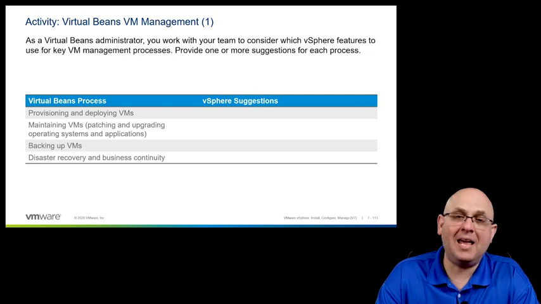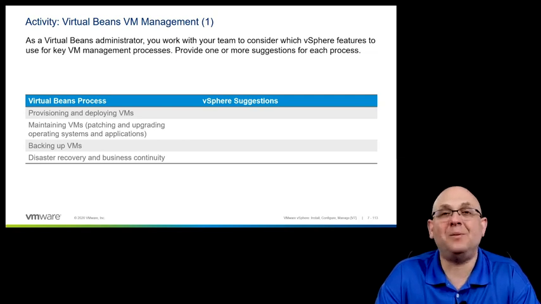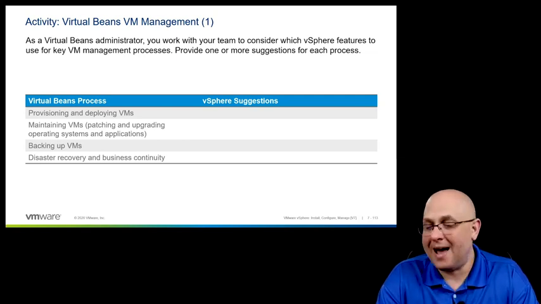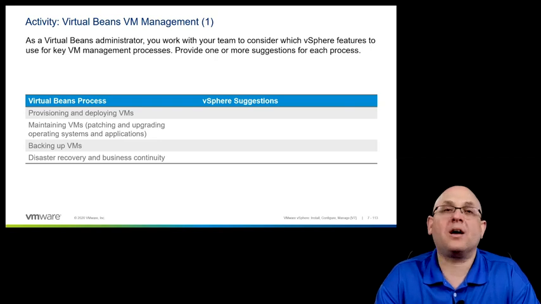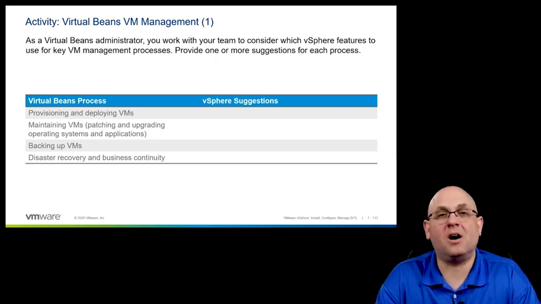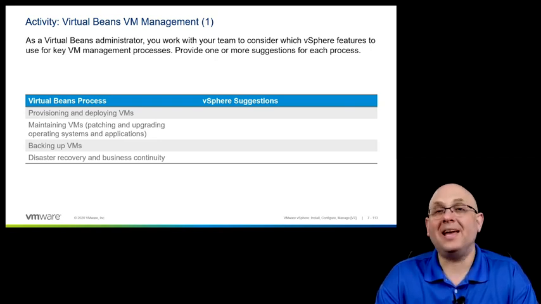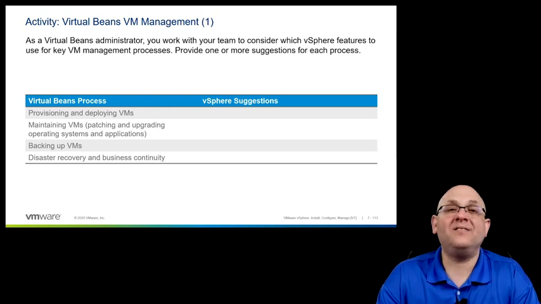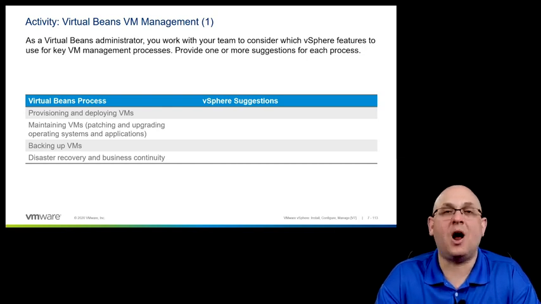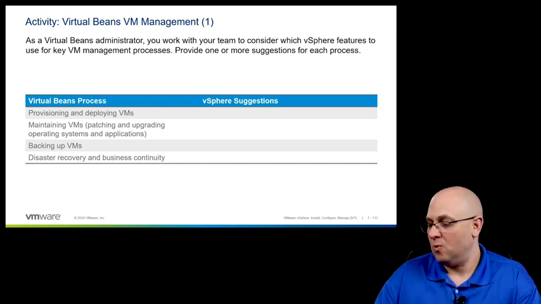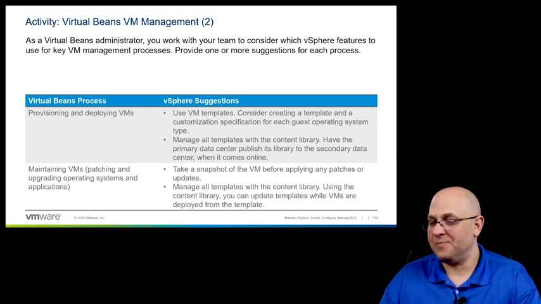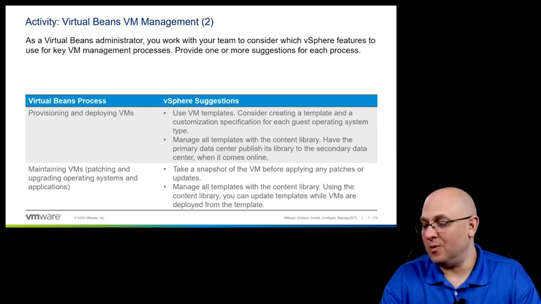When it comes to backing up VMs, we know about the VADP systems and third-party backup mechanisms that we can do. When it comes to disaster recovery and business continuity, we can do things like replication, and if we want, we can even investigate Site Recovery Manager as an automated system for helping us with this. Okay? So lots of different things that we can do.